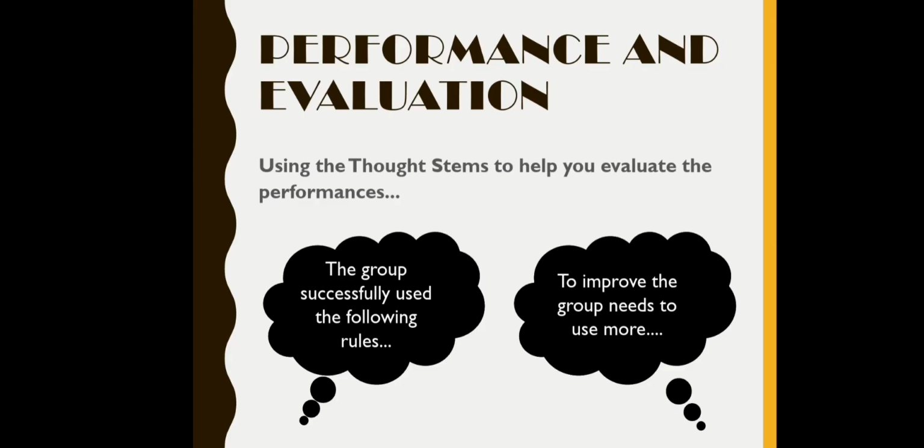Performance and evaluation. In drama, when a group performs, you must be a quality audience, which means that you are listening, you are not talking, and whilst the performance is happening, you are thinking about what was positive about the performance and what perhaps could be changed or added to improve the performance. You will then be asked to give feedback. You will use the thought stems to help you evaluate the performances.